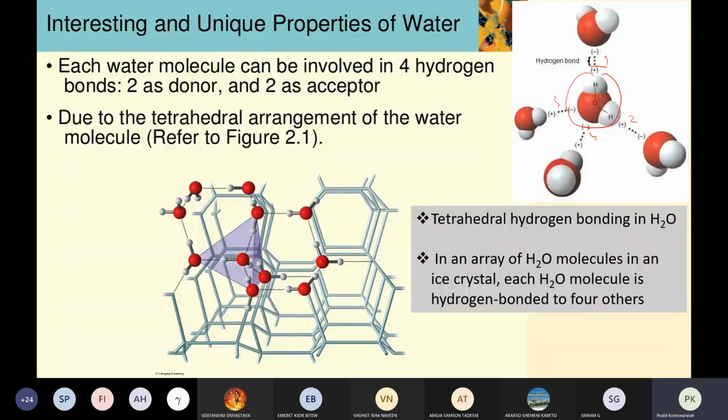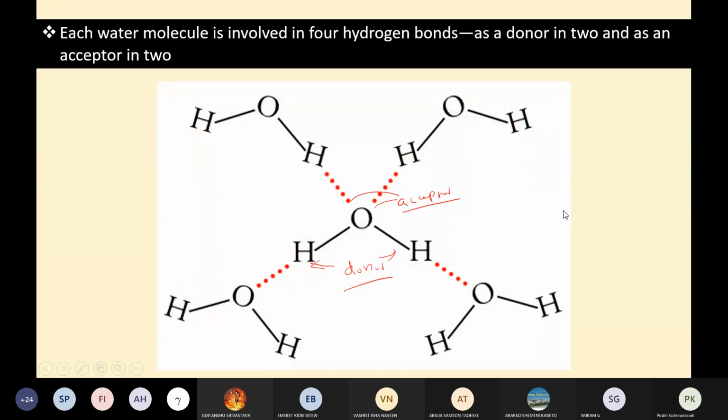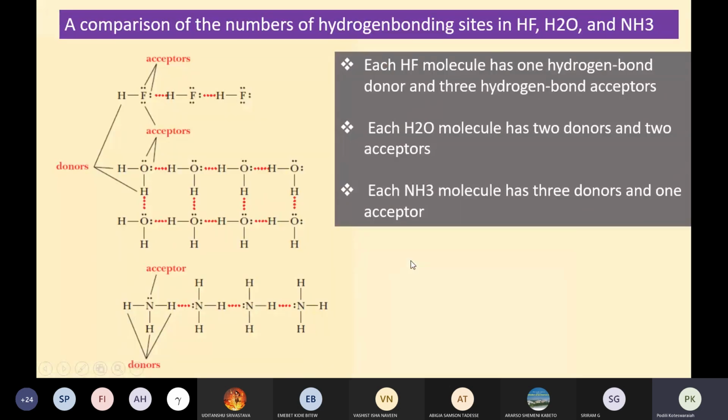So that's it. Therefore, each water molecule is involved in forming four hydrogen bonds, two as donors and two as acceptors. Because of this arrangement, the water molecule gets a tetrahedral arrangement. And in liquid water, you can also clearly see here, these are the two hydrogen bond acceptors, and these are the two hydrogen bond donors. And this hydrogen bonding also varies from molecule to molecule.